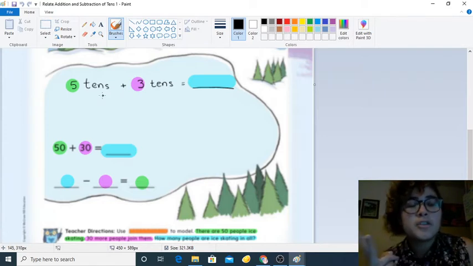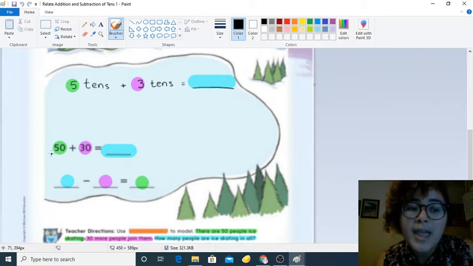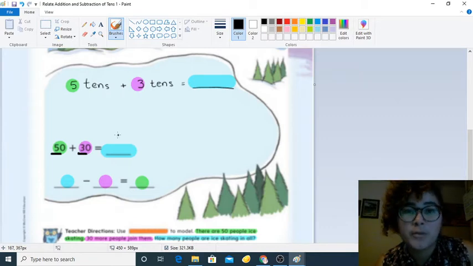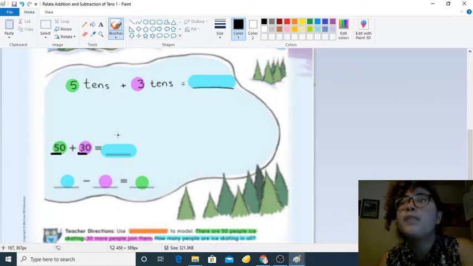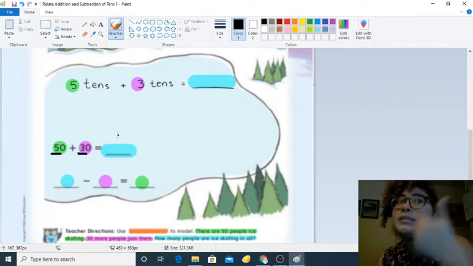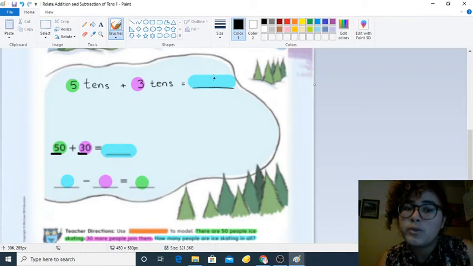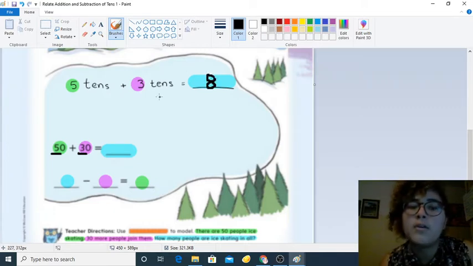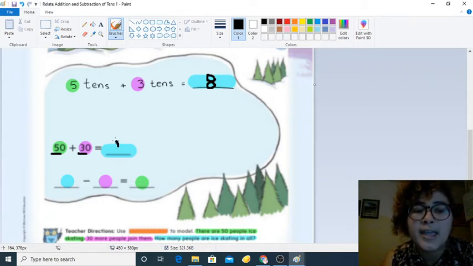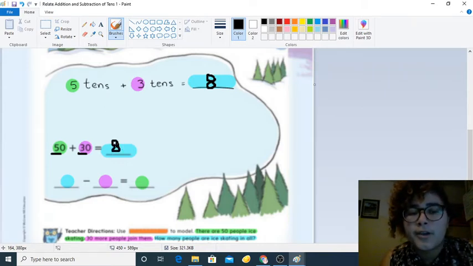There are two ways for us to do it. We could count on by tens, because we already know that if we have 5 tens and 3 tens, how much would that be? Counting by tens, you go 50, 60, 70, 80. But you can also just count the tens, which would be 5 plus 3, 8. So you put 8, and you know that 8 tens is 80. Whichever way is easier for you, okay?